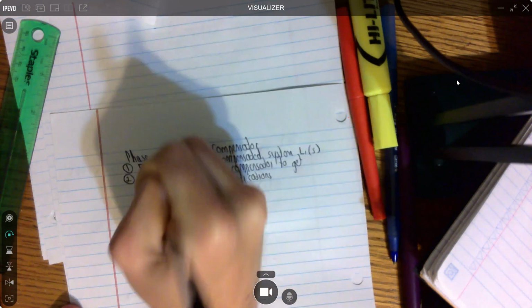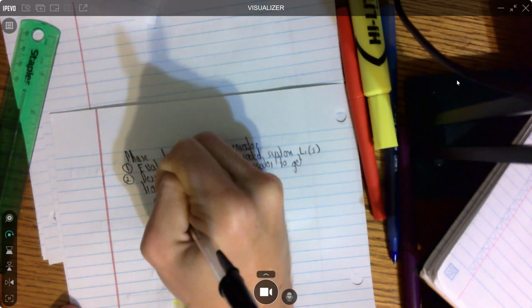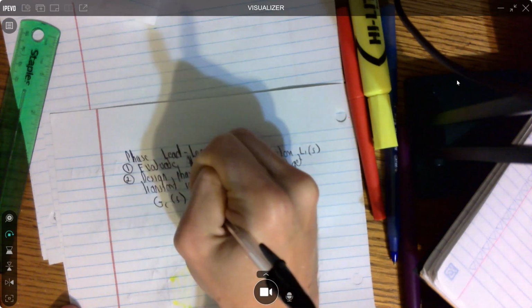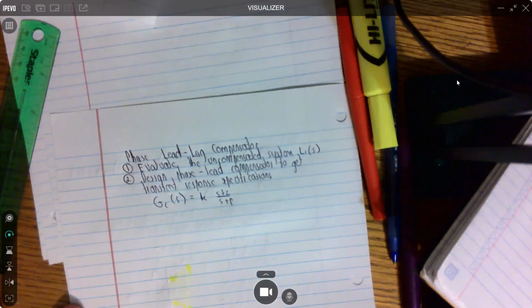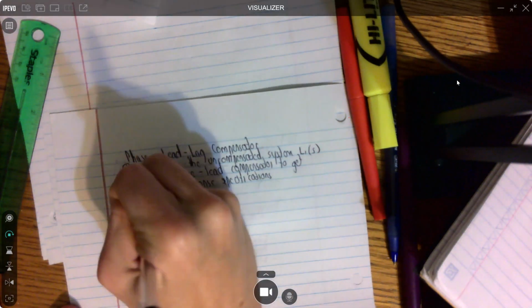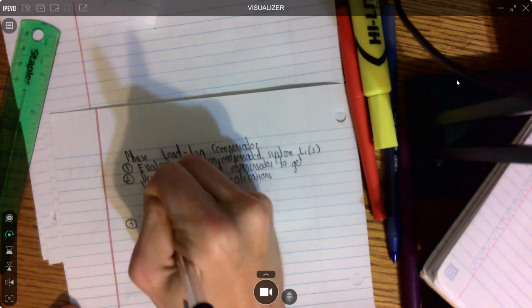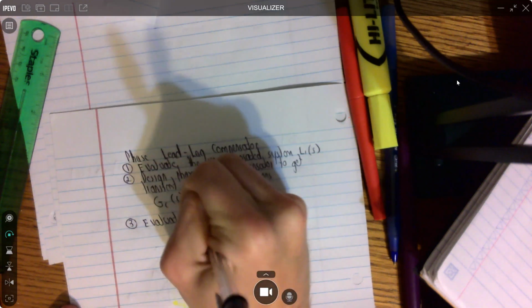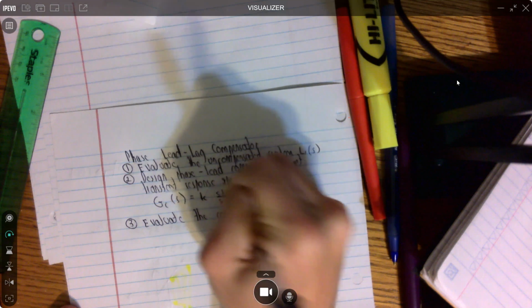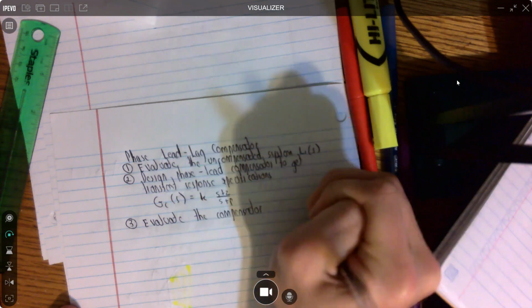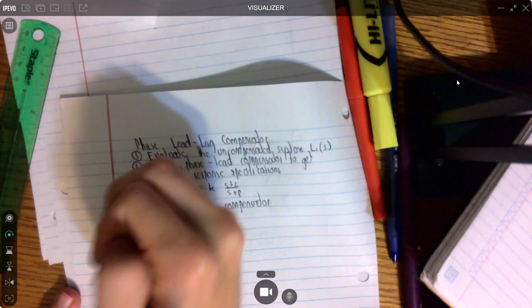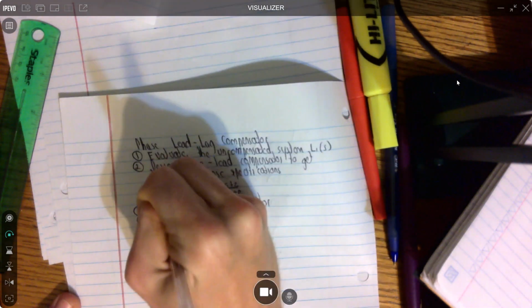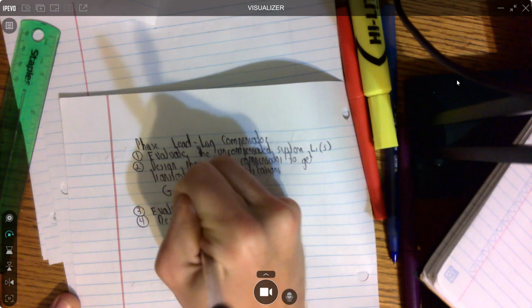And then after you do that, remember, this is where you would have to make sure that your compensator is K times S plus Z over S plus P. Then you would evaluate the compensator. After you design the phase lead, you evaluate the compensator and you see, hey, do I need to add in anything else? If you notice that the steady state error is really bad, then that's when you have to add in a phase lag compensator. So then this is where you design the phase lag compensator.